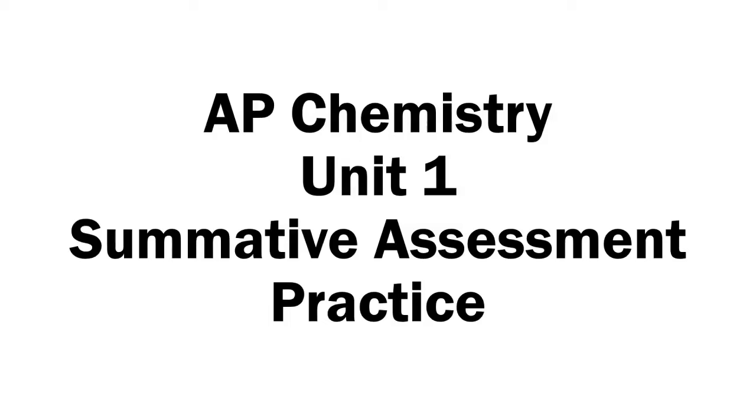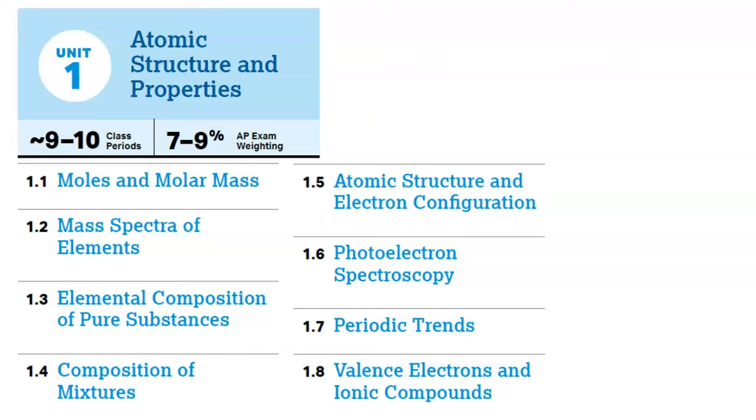These are the answers to the AP Chemistry packet that is entitled Unit 1, Summative Assessment Practice. On this slide, you can see Unit 1 at a glance. Unit 1 is entitled Atomic Structure and Properties. In this video, I will present practice problems that cover all of the topics in Unit 1. This video should help you to prepare for the Unit 1 summative assessment.